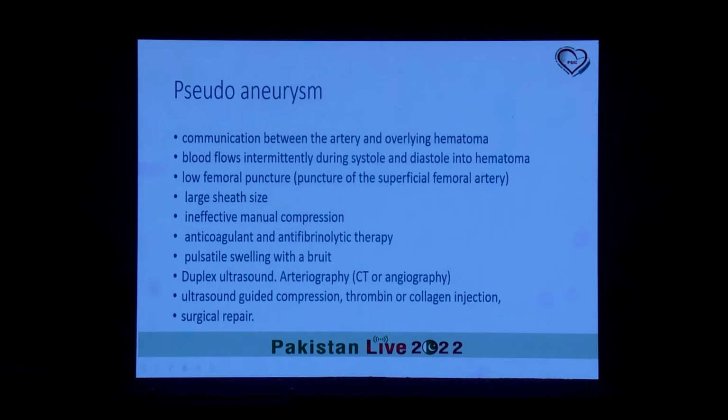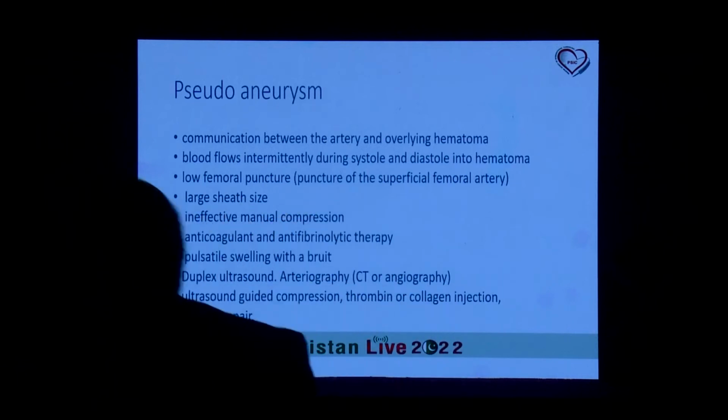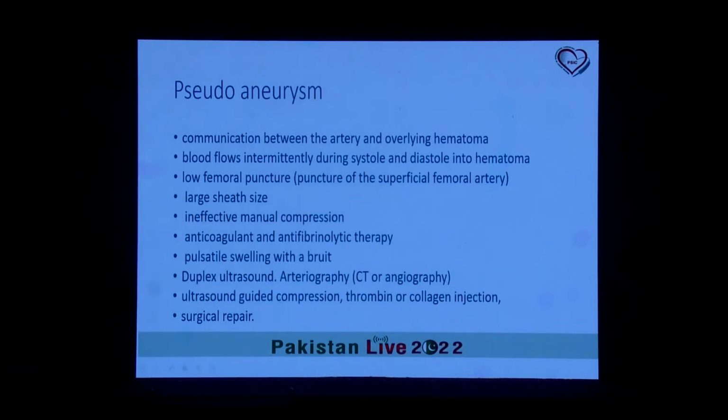Puncture of the superficial femoral artery could be due to large sheath size. And again, in Pakistan, we are not usually using Angio-Seal or Exo-Seal or Perclose. Normally here in Pakistan, in most of the sectors, especially in government sectors, manual compression is given, and ineffective manual compression can result in this. Also anticoagulant use or antifibrinolytic therapy.